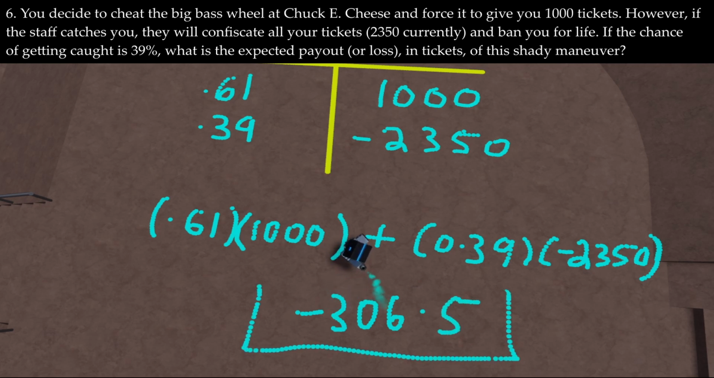So on average, if you were to do this maneuver many times, even though you can probably only pull it off a few times before you get caught, on average, you would lose 306 tickets, or 371 to round it up, I guess. So overall, you probably should not do this. This would be a bad idea because the expected value is a negative number.